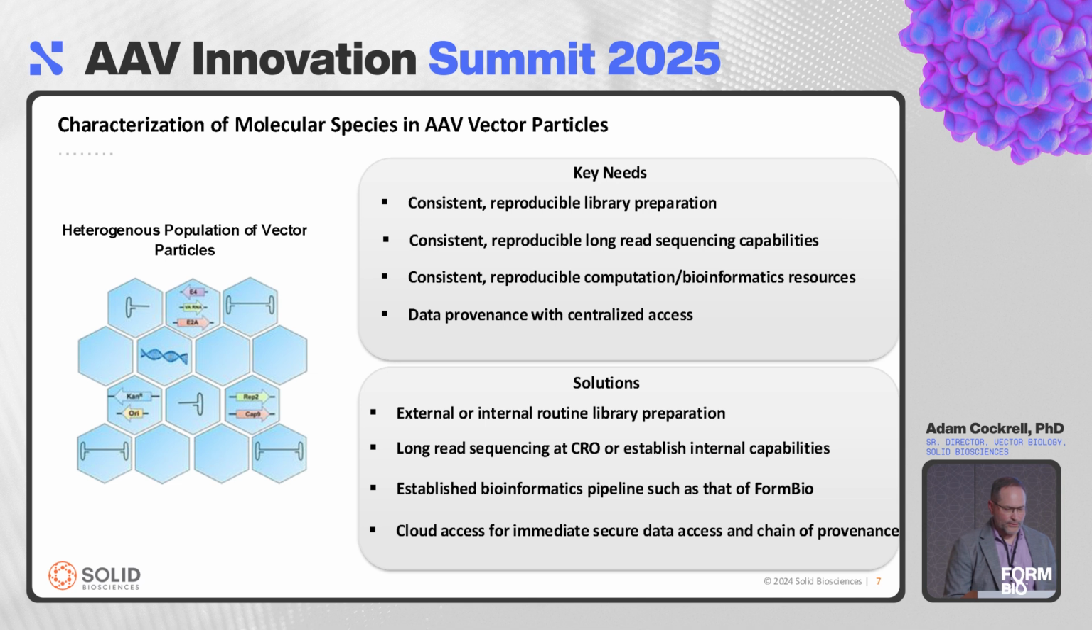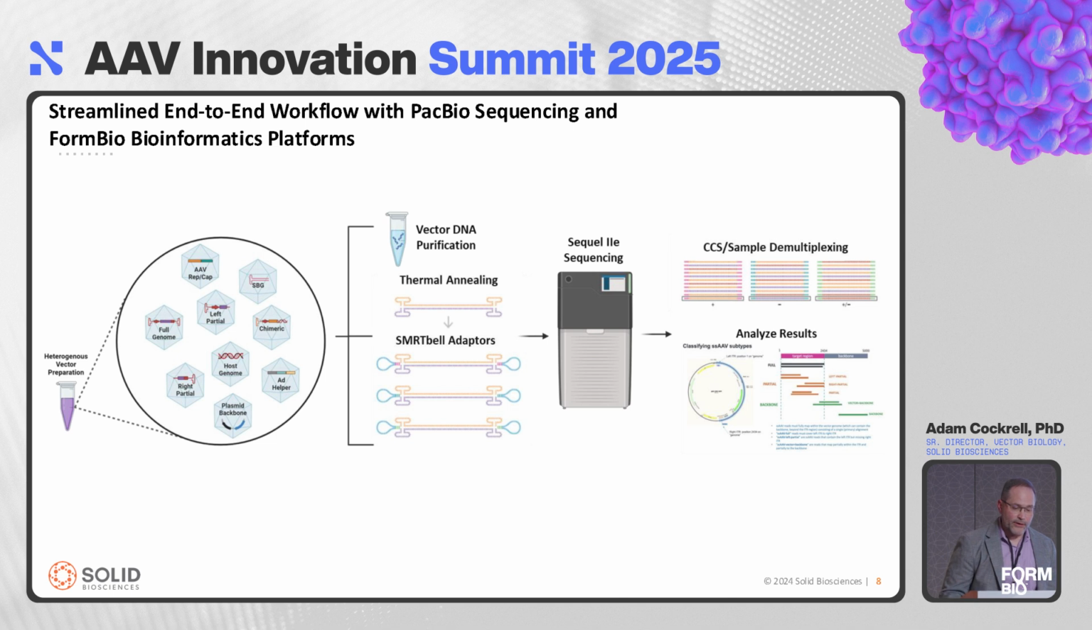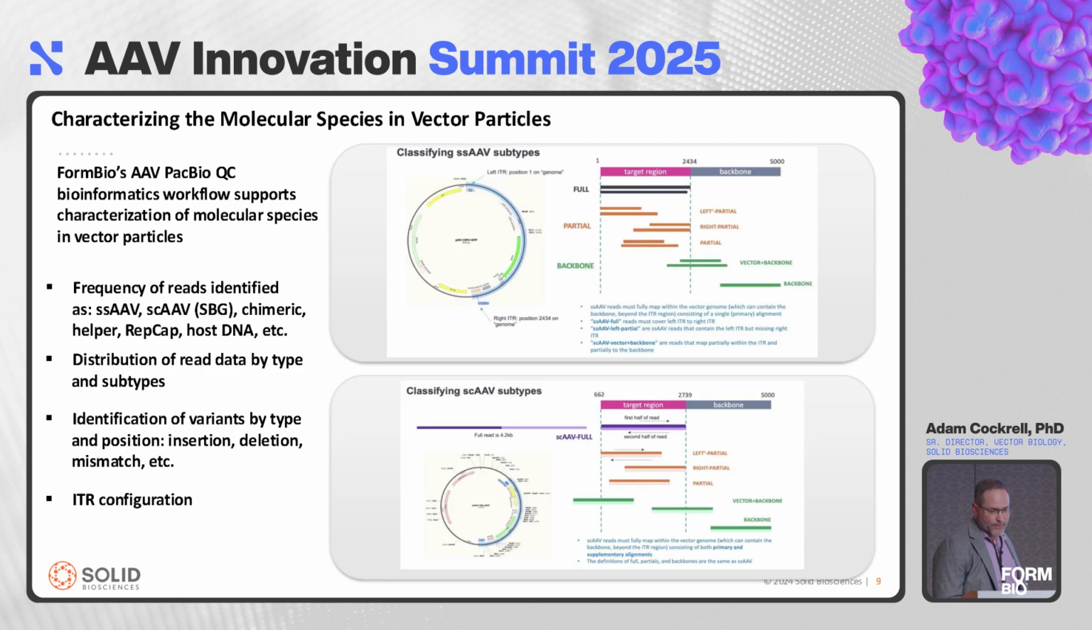Are you going to store it internally, build your own servers and your own data storage abilities, or are you going to have cloud access with something like AWS? This is just an example of a streamlined end-to-end workflow with PacBio sequencing and FormBio's bioinformatics platforms. So basically, you're going from your heterogeneous vector population down to the point where you're analyzing your results, as others have talked about earlier.